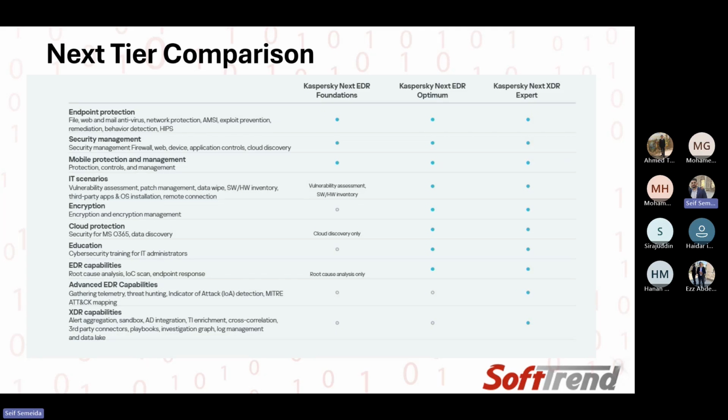And for the Optimum, we also have security for Microsoft Office 365 services such as Exchange Online, SharePoint, and OneDrive. Kaspersky secures the data inside these services from any advanced threats, and it also enables data discovery for compliance purposes and keeps your level of visibility high on these services.